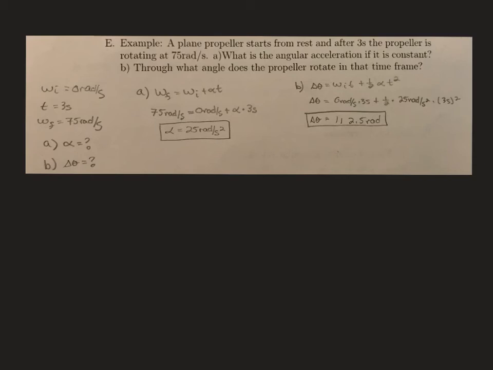Now I need to find delta theta, the change of position. And since we now know both time and both of our velocities, we have several options. I chose to use the equation the change in angular position equals initial angular velocity times time plus 1/2 angular acceleration times time squared. So I plug in 0 times the 3 seconds, which is still 0, plus 1/2 times 25 radians per second squared times 3 seconds squared, and it gets me 112.5 radians. So in a 3-second time frame, it rotates around a lot, or about 18 times in that 3-second time span.